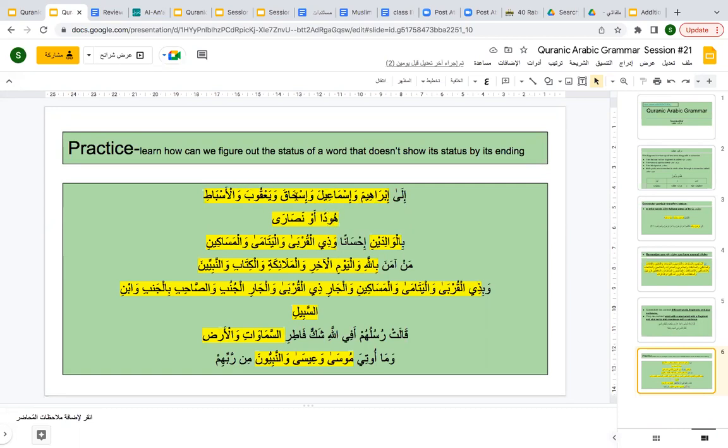These four names are partly flexible names. They are in actuality jar in status, but Hud is one of the words that is nasb in status, and it is a fully flexible word, but there is no connection here. You see nothing that is connecting this to this. Okay, so don't get confused and pay full attention to whatever is being taught. Okay, inshallah. Everyone is with me?